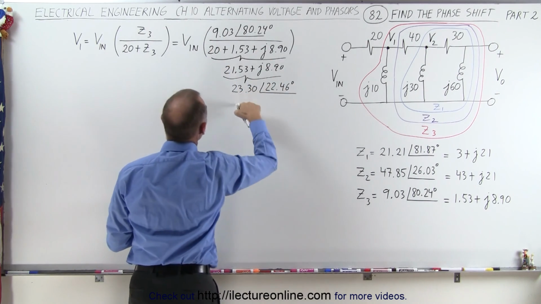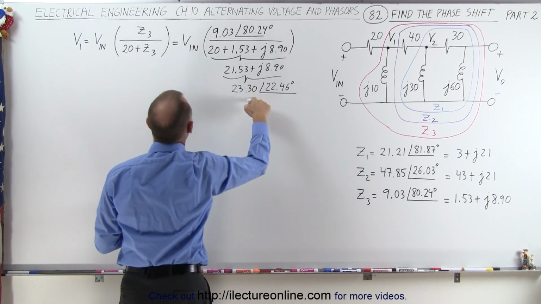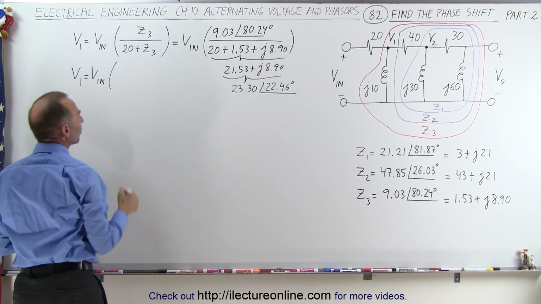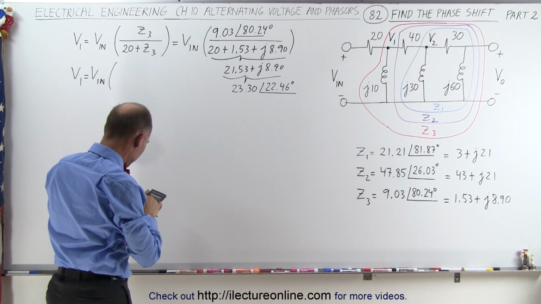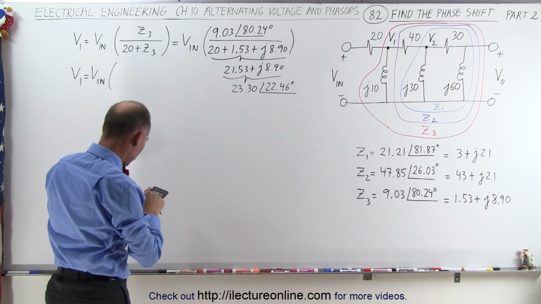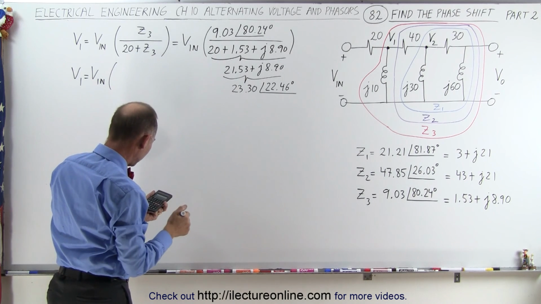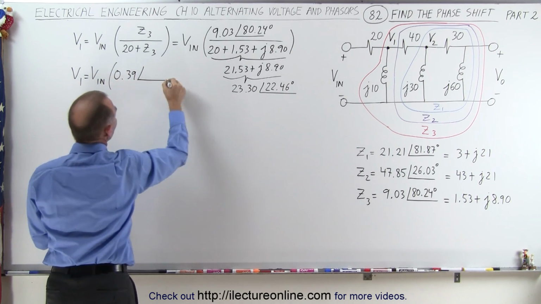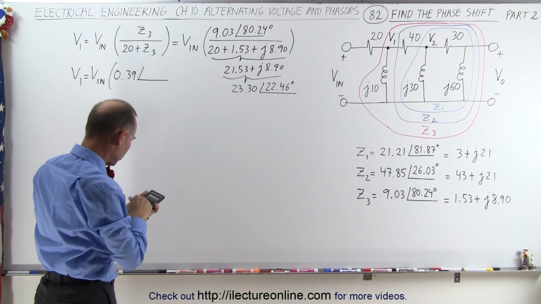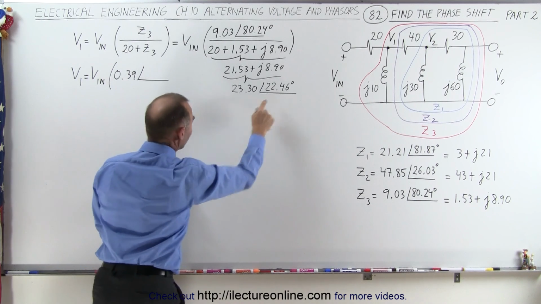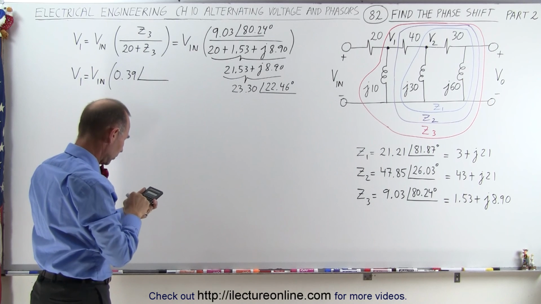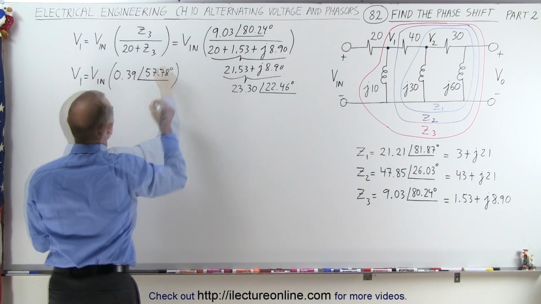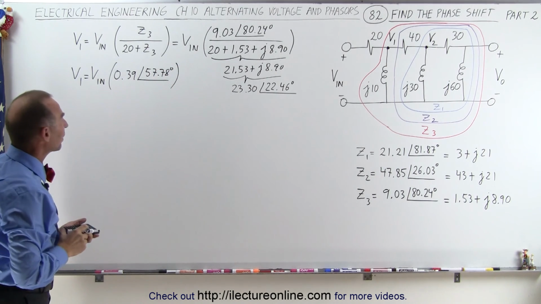So when we work all this out, we have a numerator and a denominator, and that gives us V1 equal to Vin times 9.03 divided by 23.3, which gives us 0.39 essentially, with a phase angle of 80.24, and then we subtract 22.46 because it's in the denominator. That gives us 57.78 degrees. All right, so now we have V1.